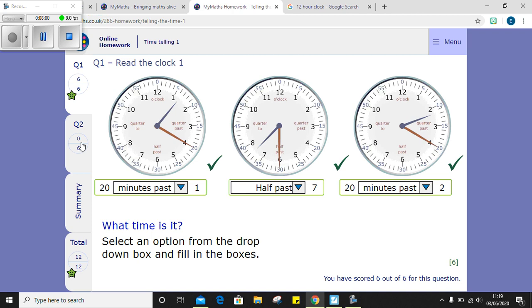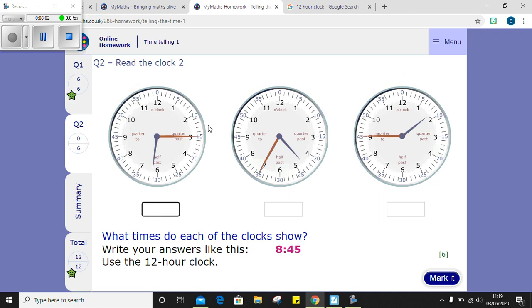Your second bit of My Maths work is going to look something a little bit like this. So it's just like what I've done there. So we're going to write the answers like this, 8:45. If I'm looking at this one, I look at my hour hand first, my shorter hand, so that's going to be just after the 6, so it's 6 colon, and I can see there are 5, 10, 15 minutes past.